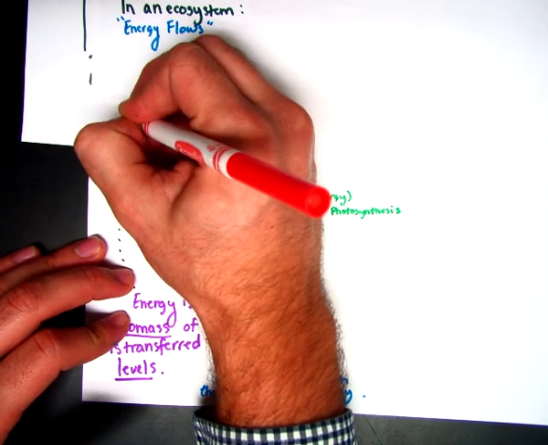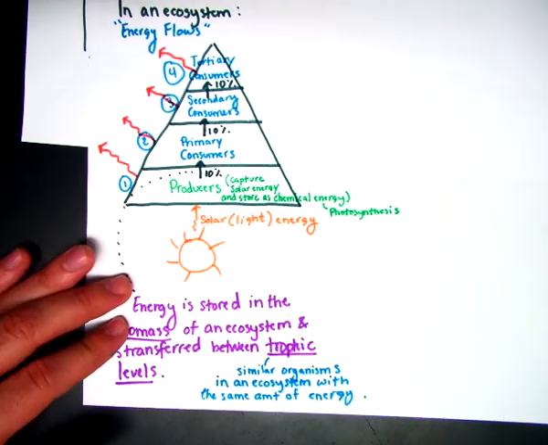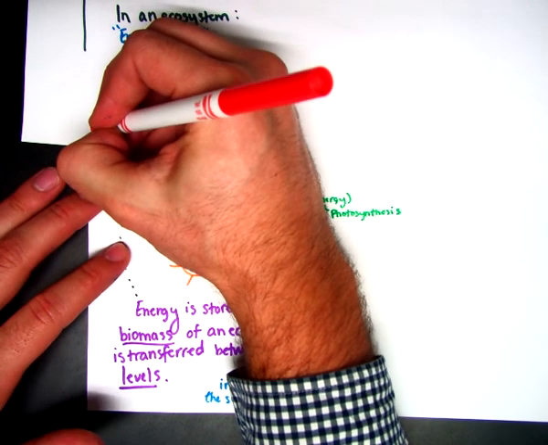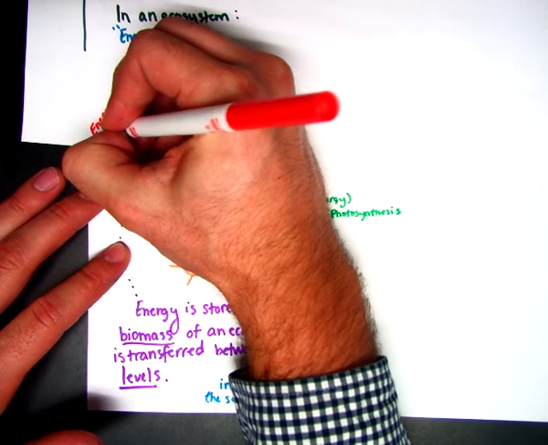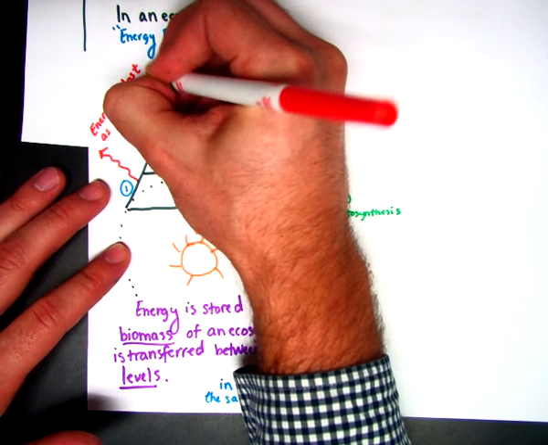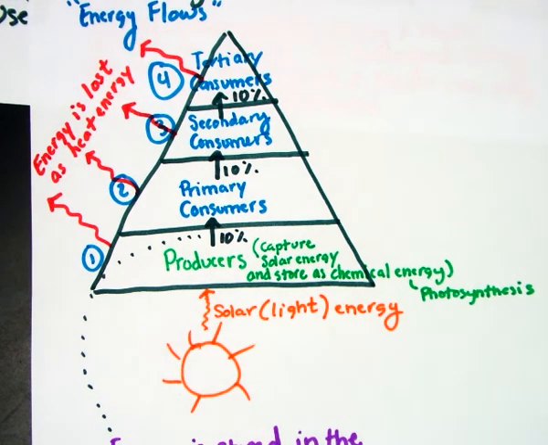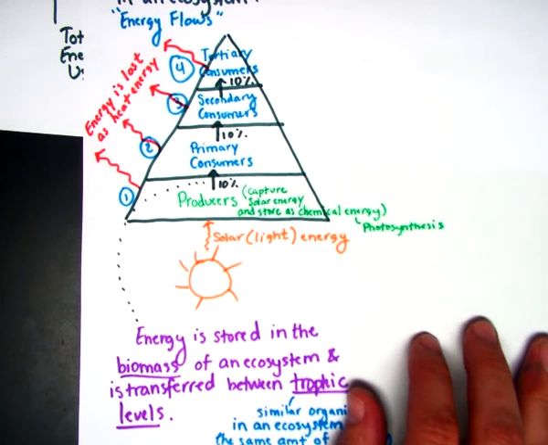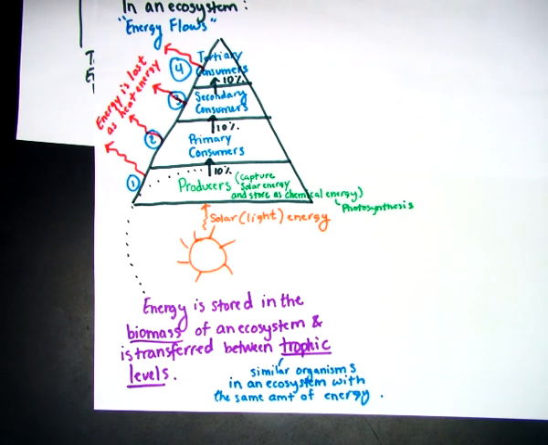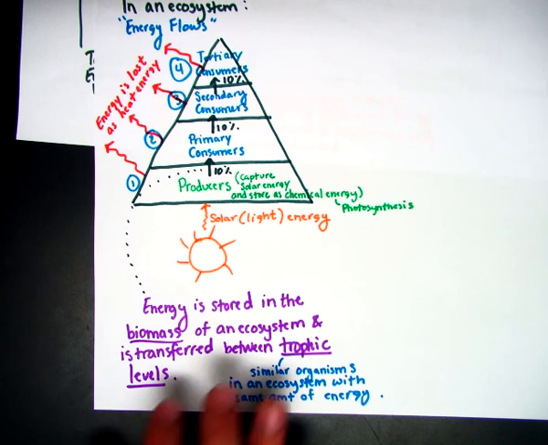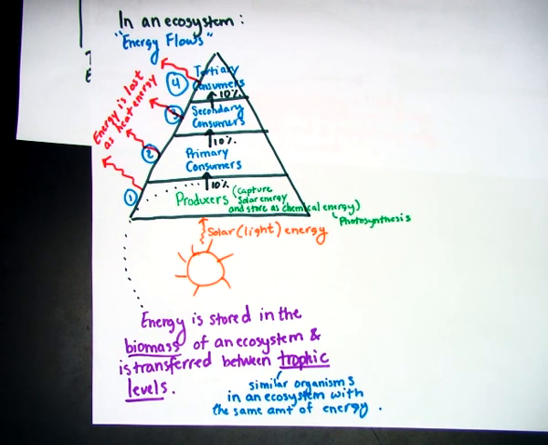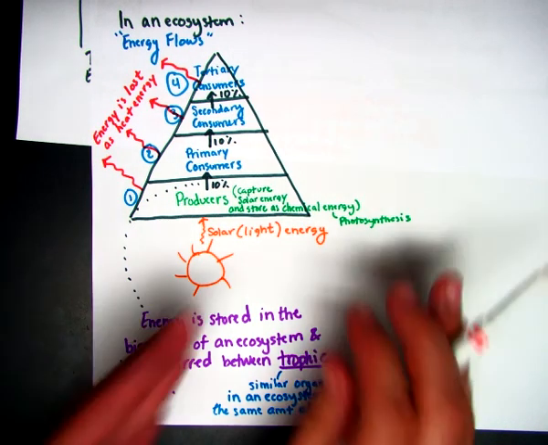There are 2 places where it goes. One place that the rest of the 90% goes is that energy is lost as heat energy. Energy is lost as heat energy. I'll pause for a moment so people can catch up here. So 10% gets passed along at every stage. Energy is lost as heat.